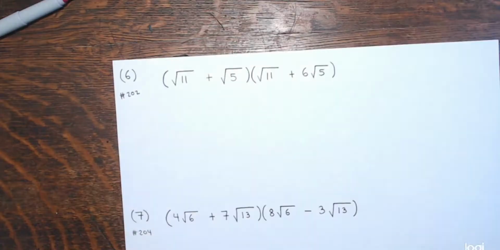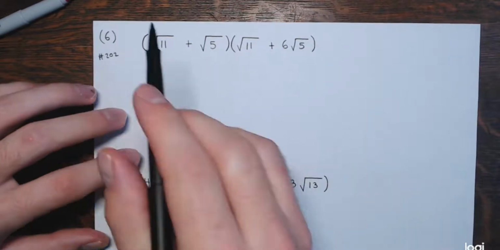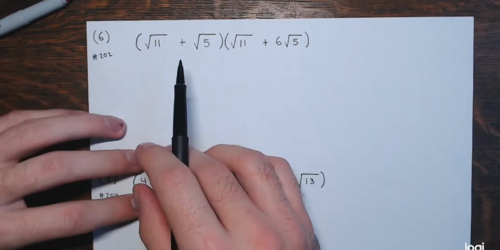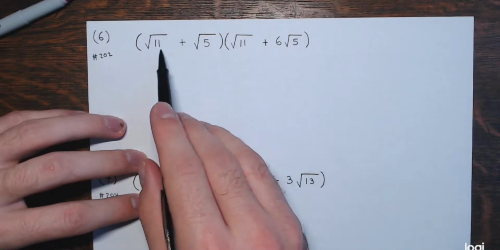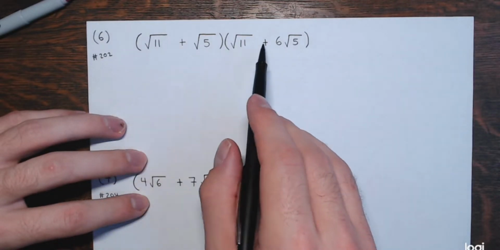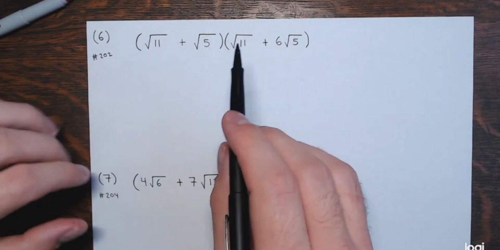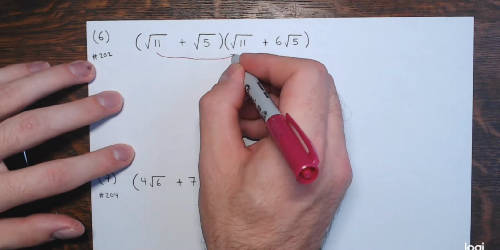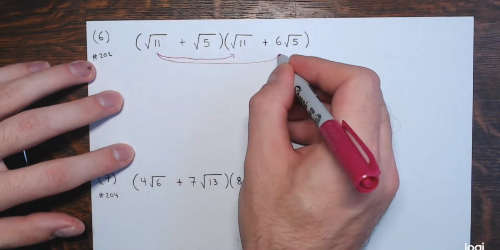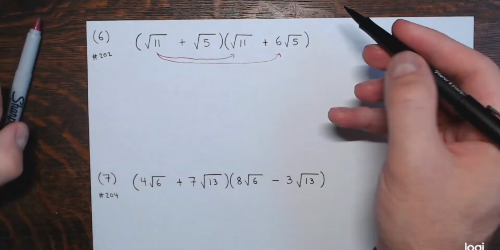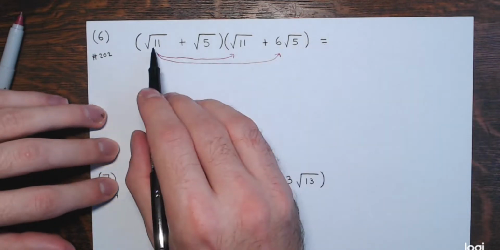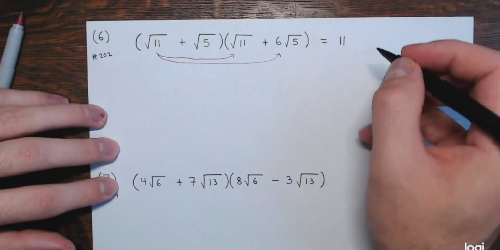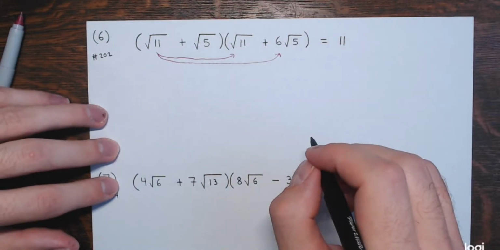Number 6, which is exercise 202. Same stuff. 2 roots, 2-term expression times another 2-term expression. So first I'm going to distribute this square root of 11. Now first we'll have the square root of 11 times square root of 11 is 11. That would be the square root of 121, which is 11.